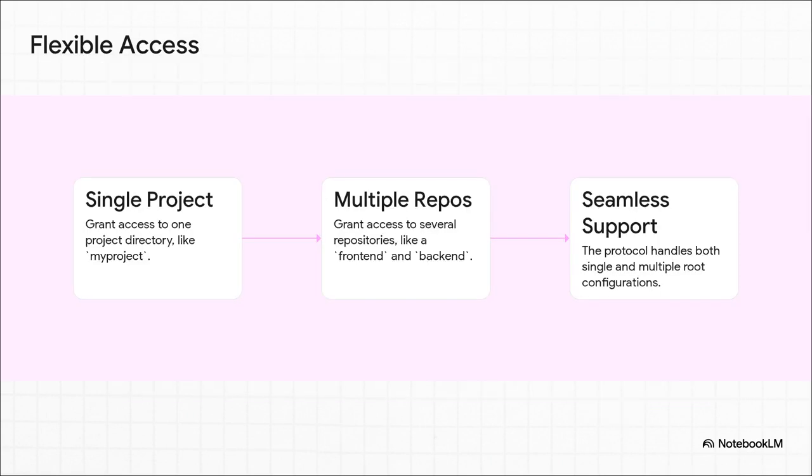And what's really cool is how flexible this whole system is. Maybe you're just working on one single project and you only want the AI to see that one folder. Fine. Or maybe you've got a more complex setup with separate front-end and back-end folders. No problem. The protocol handles both scenarios without breaking a sweat. You define the approved play areas and the AI just works within them.